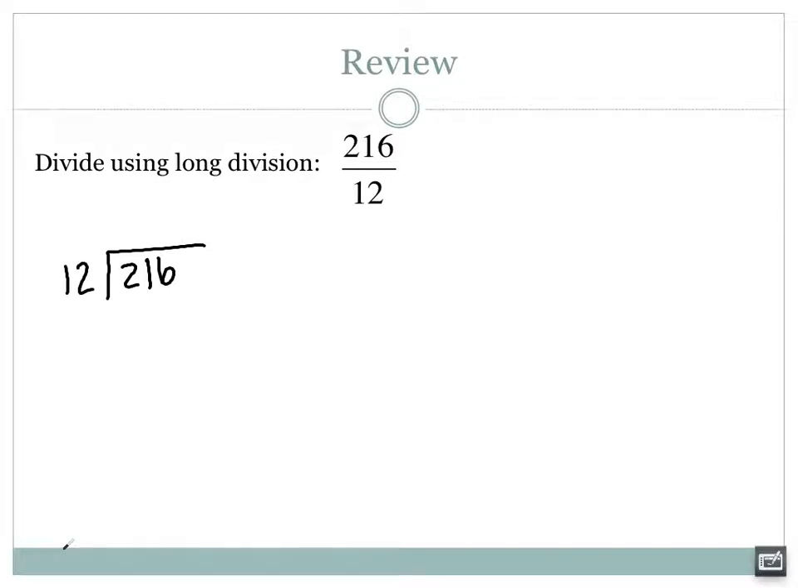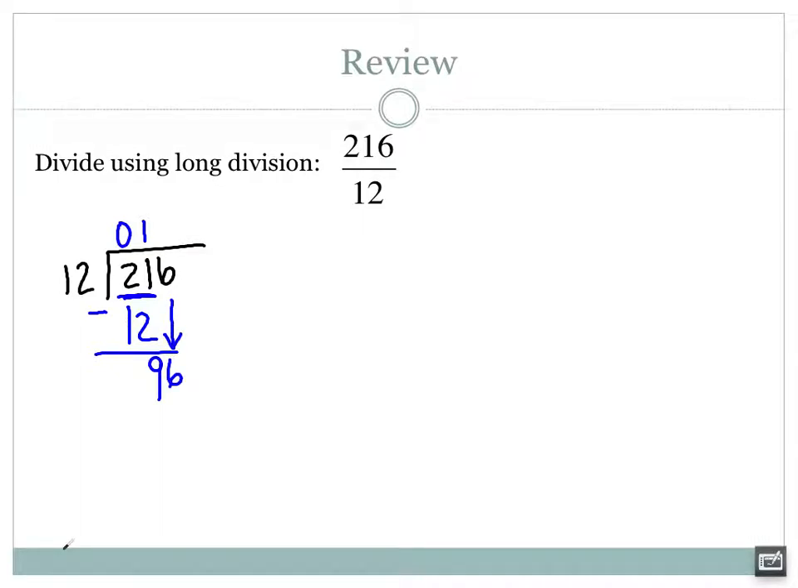Okay, how many times does 12 go into 2? It goes in 0 times. Now what's 21 divided by 12? 12 goes in once. Okay. 1 multiplied by 12 is 12. And now I want to subtract. 21 subtract 12 is 9. And then bring down your 6.